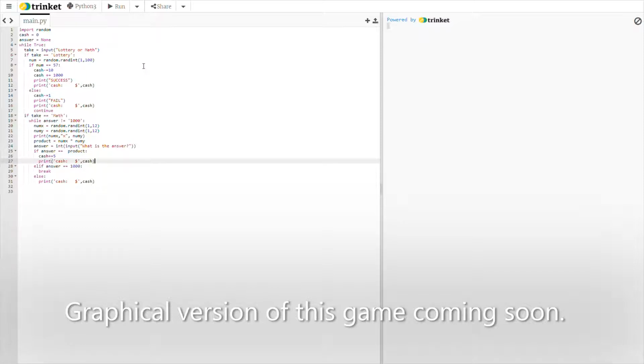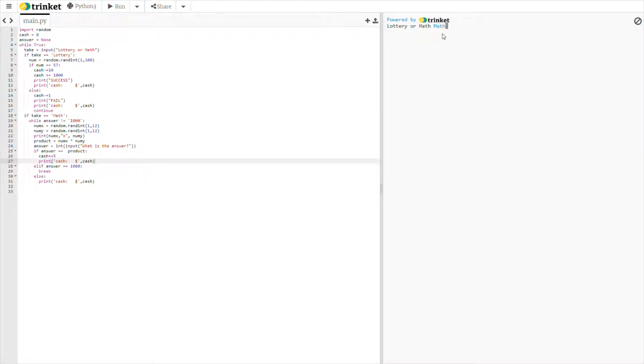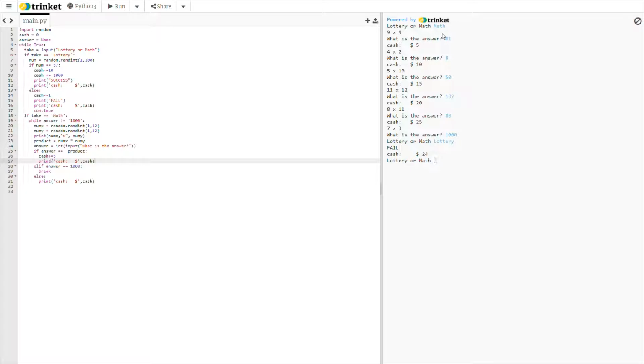Basically, what this game does is it prompts you if you want to do lottery or math. If you do math and you get the question right, then it gives you $5. So that's the main way to make money. If you type in 1000, that means quit, essentially. Then you can go back to the lottery or math question and say you want to do the lottery. There's a small chance of winning it, but it only costs $1 and it gives you $1,000 if you win.